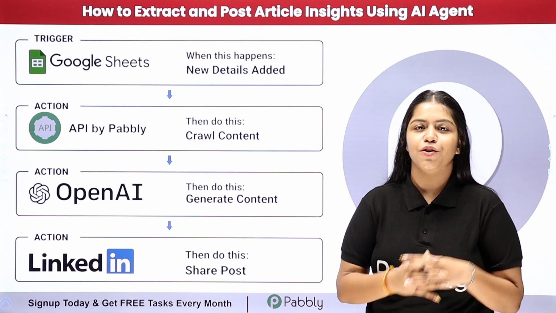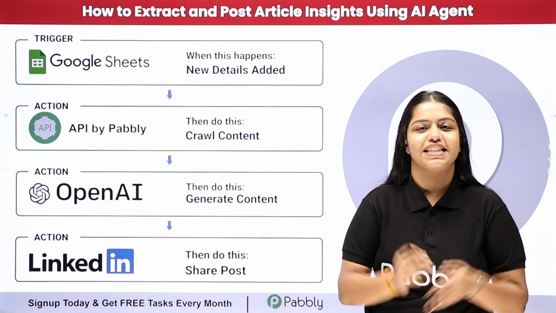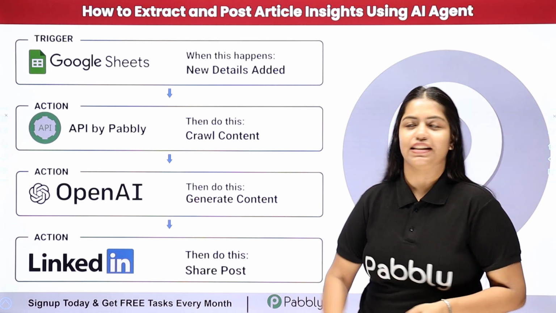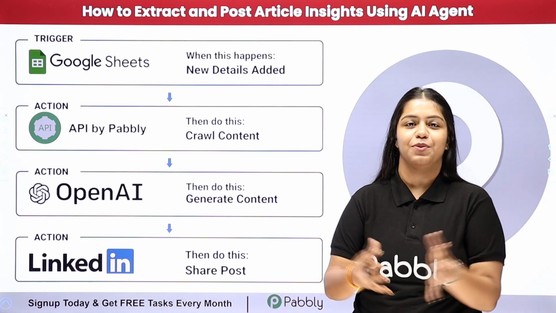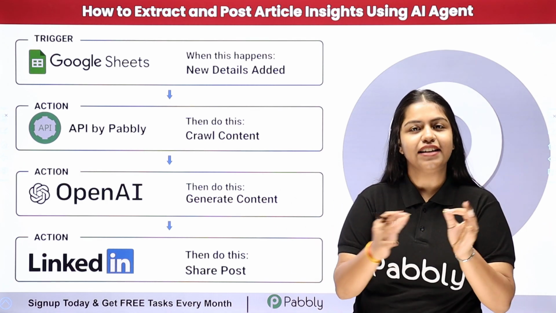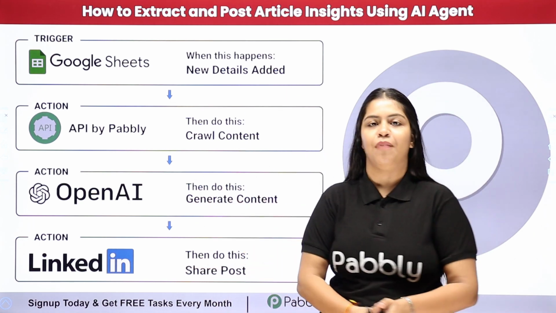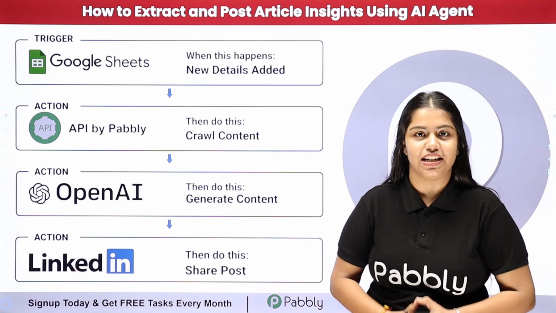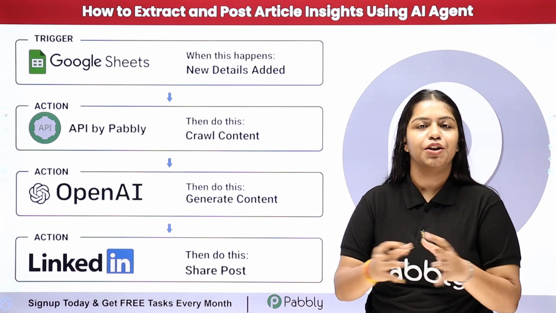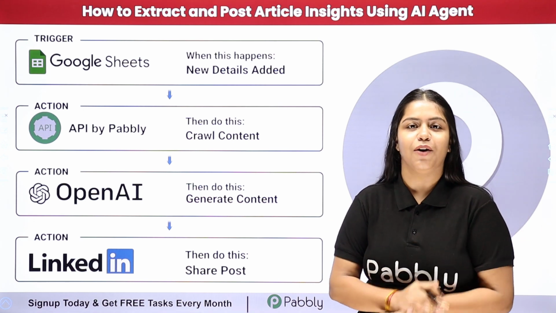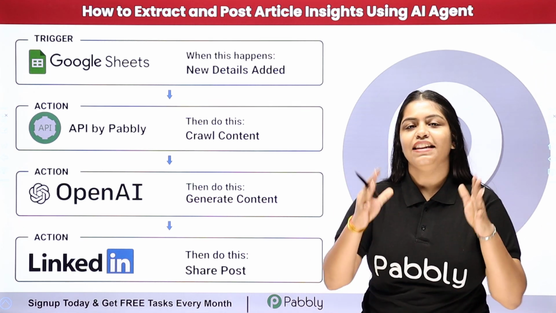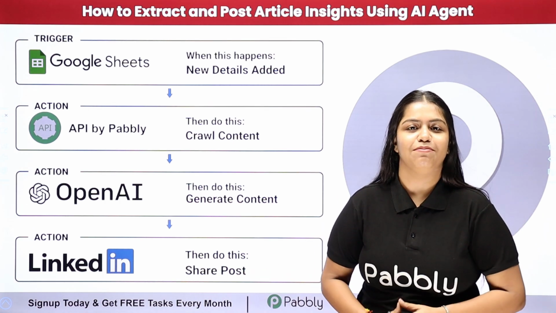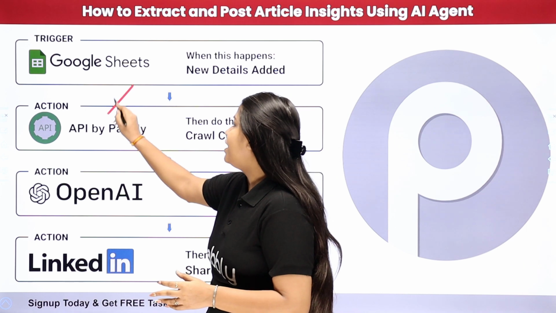Like you, I also used to do this manually, but this is such a time consuming and tedious task. So to solve this problem, I've created this amazing automation where, as soon as I add the article details into my Google Sheets, automatically using Dumpling AI and API by Pabbly, we are going to crawl the content from that article, and further using OpenAI we are going to generate the content to post on our LinkedIn, and then using that same content we are going to share a post on LinkedIn.